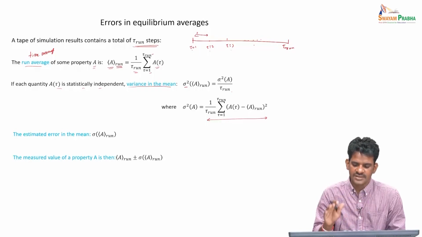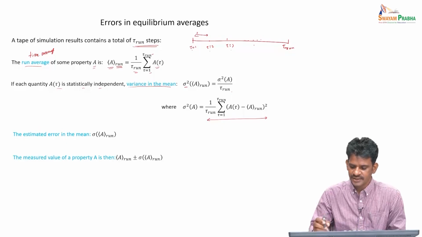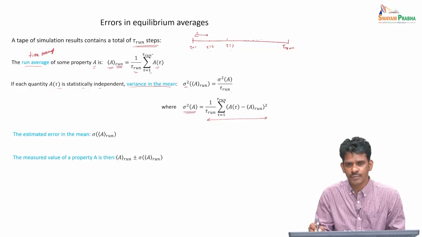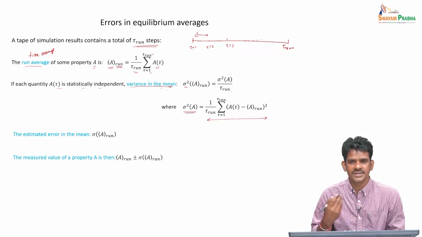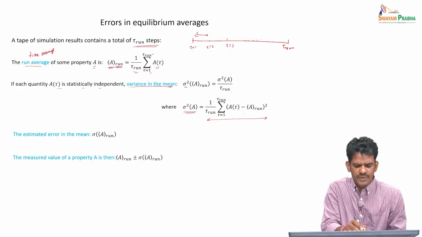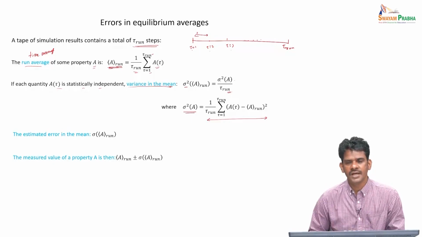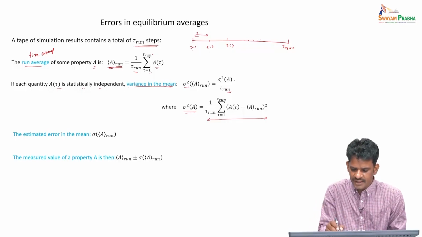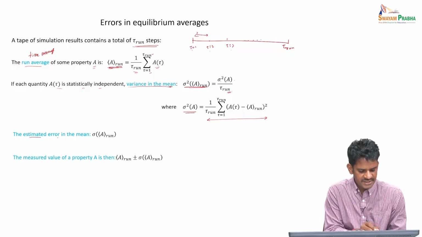So here, if you assume that all these data points are statistically independent, then the variance in A is calculated by the standard formula. But if you want to know the variance in the mean that we calculated, that is, the variability in the estimate of the mean itself, that is given by the variance of A divided by the total number of steps with which we have calculated this mean. Once we have this sigma square of mean A, if I take the square root of that, it basically gives me the estimated statistical error in the mean value.